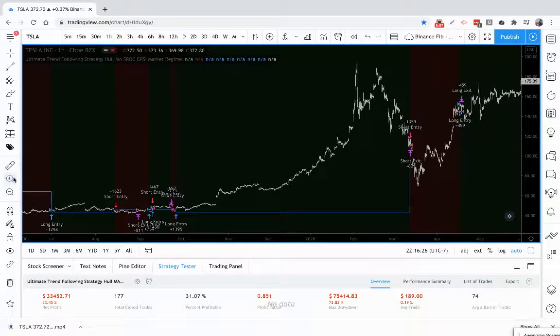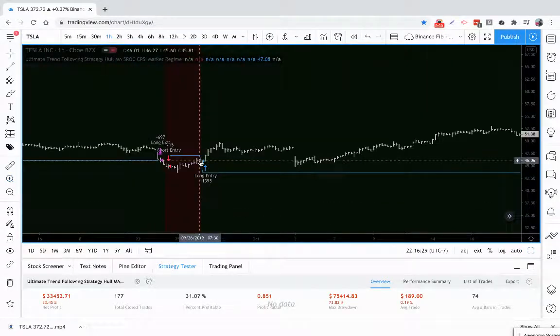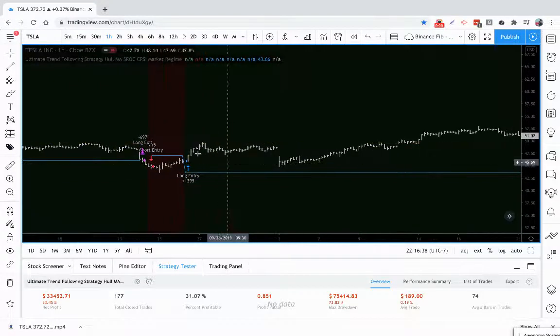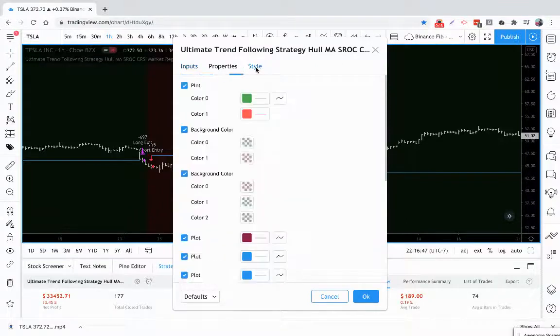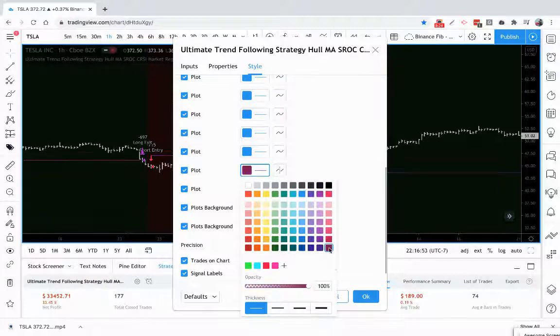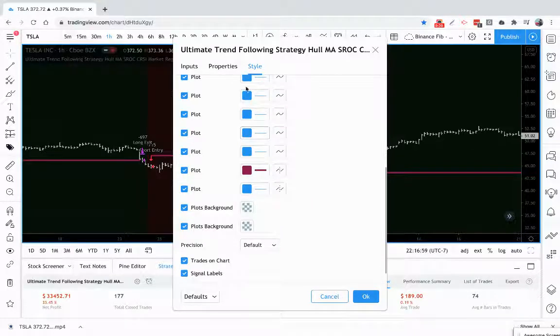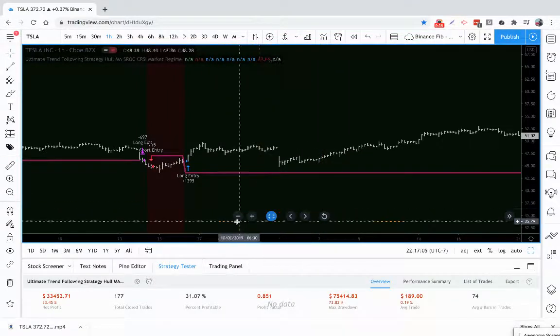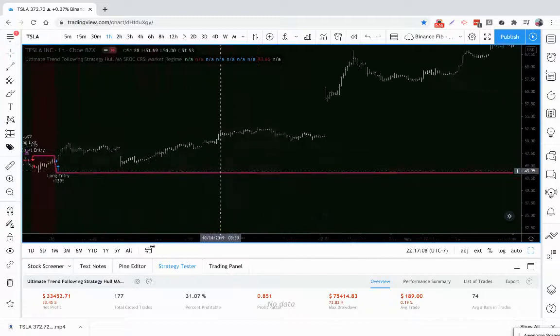So you'll actually see here, we entered here, and then 5% underneath. It's hard to get it exact with this, but this is 5%. This is our stop loss. I actually like to change the look of the stop loss, and you can do that by style. The second to last plot is actually your stop loss. I'm going to change it to a maroon and a thicker line. And now you'll see how it appears nice on the chart. So we have a 5% stop loss for that entry right there.